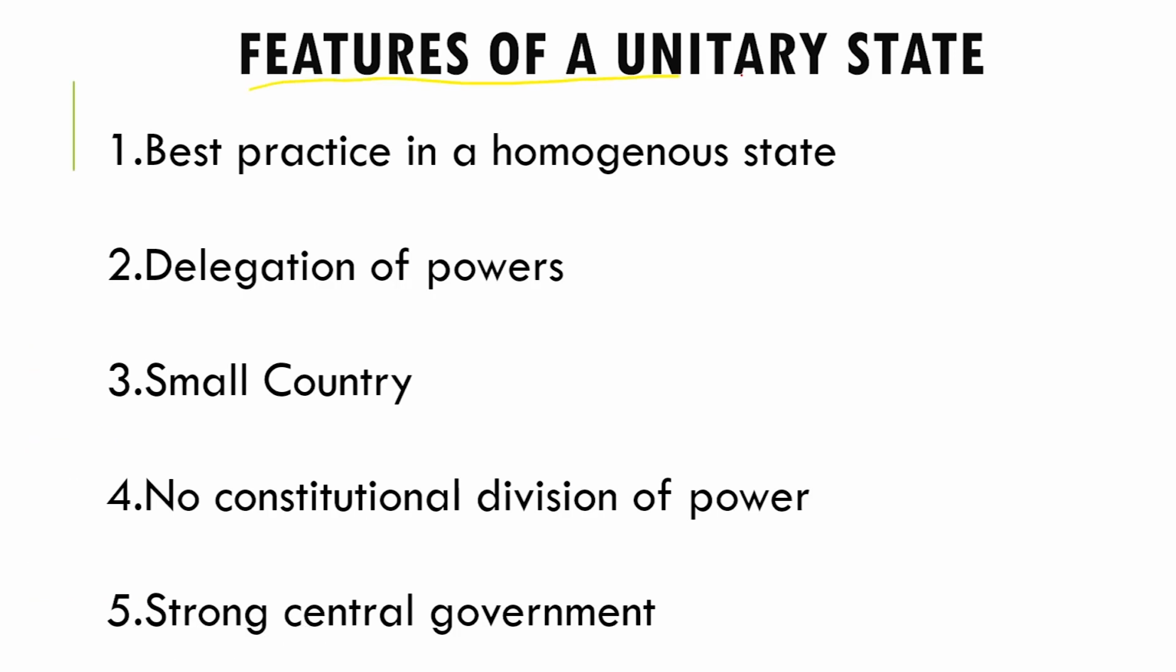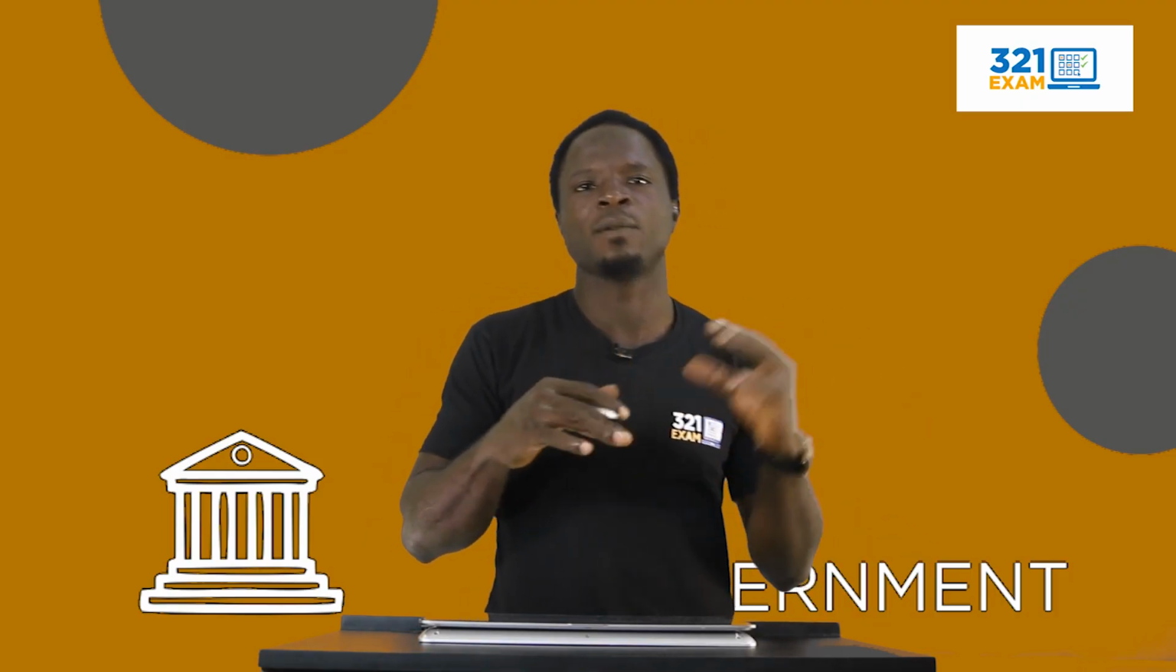Now we are saying in a unitary state, number one of the features is that this system is best practiced in homogeneous states. What do I mean by homogeneous states? We have heterogeneous states and we have homogeneous states. When we are talking about heterogeneous, we are referring to a state where you have different religious beliefs, different cultures, different traditions. The people are not the same in terms of their historical background.